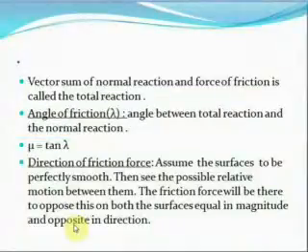Now we'll see how to find the direction of friction force. To find the direction of the friction force which is acting on a surface which is in contact with some other surface, first we'll assume that the surfaces are perfectly smooth, that is, there is no friction between them. Then we'll see what is the possible direction of relative motion between them, and then the direction of friction force will be such that it will oppose this relative motion, and this friction force will act on both the surfaces. It will be equal in magnitude and opposite in direction.